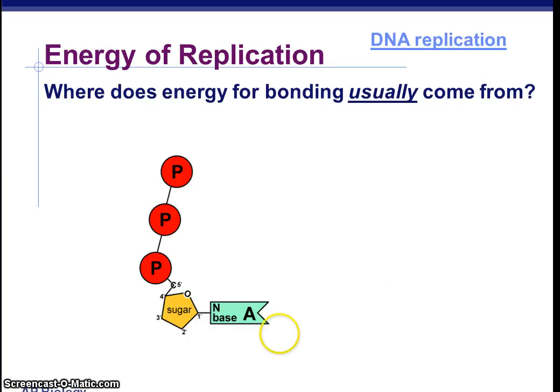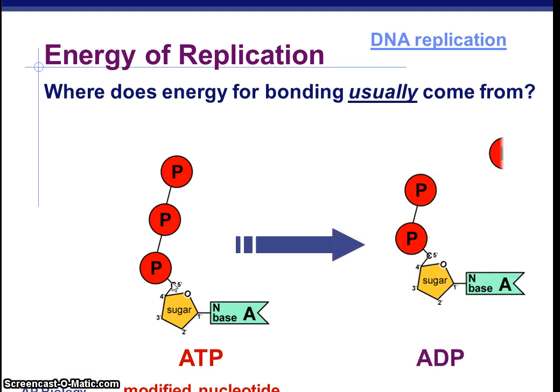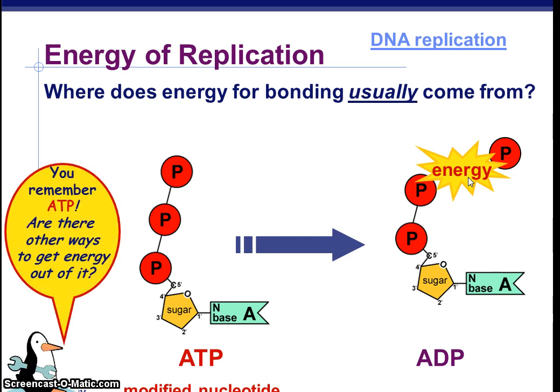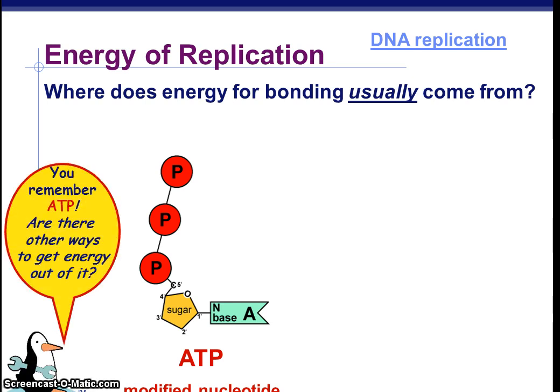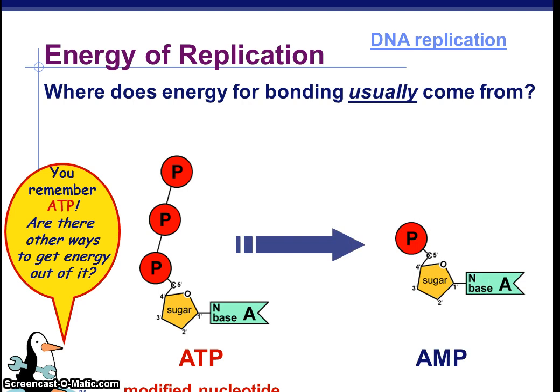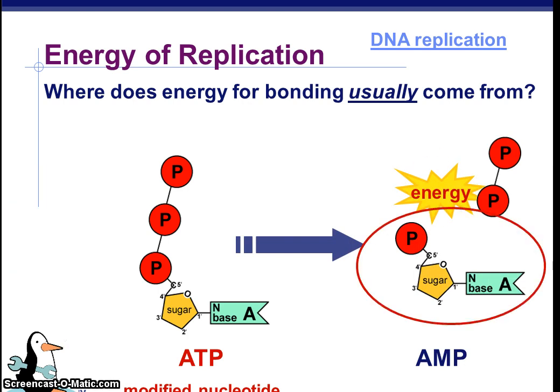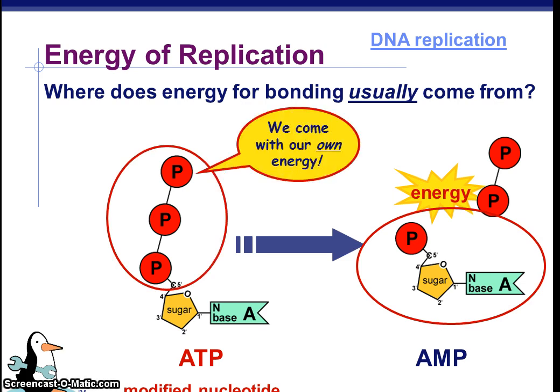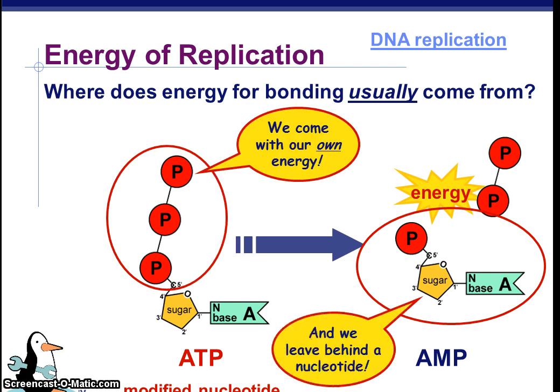So if you look, this molecule might look familiar. An A and 3 phosphates, ATP. So it's really just a nucleotide. And so when we take that phosphate off, it's ADP, and we get energy. So there are other ways, right? Of course, I can go down to 2 and I can get AMP. Not as easy, but it comes with its own energy. And they leave behind a nucleotide.